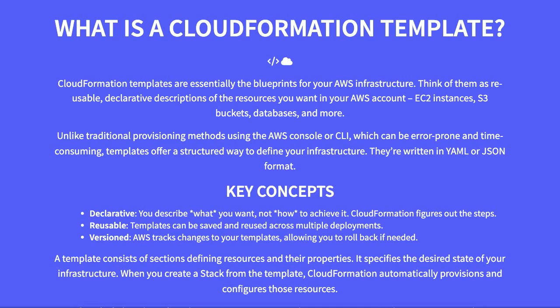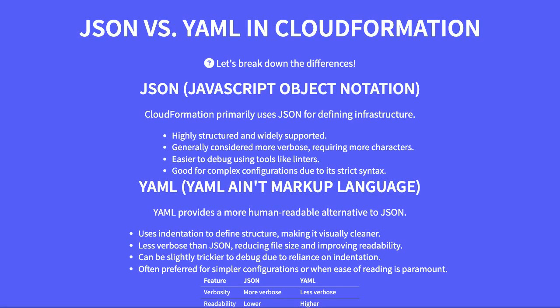Okay, let's talk about how CloudFormation handles infrastructure definitions. It primarily uses JSON, JavaScript Object Notation. JSON is super structured and really well supported by a lot of tools. But it can be pretty verbose, meaning you need to write a lot more characters to describe your infrastructure.